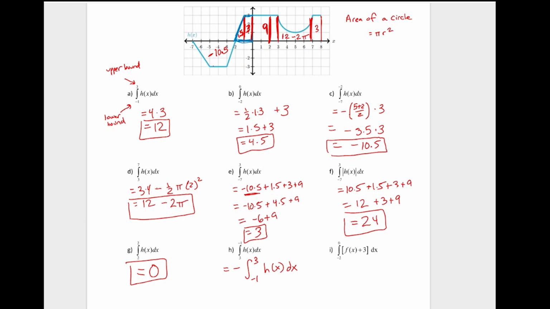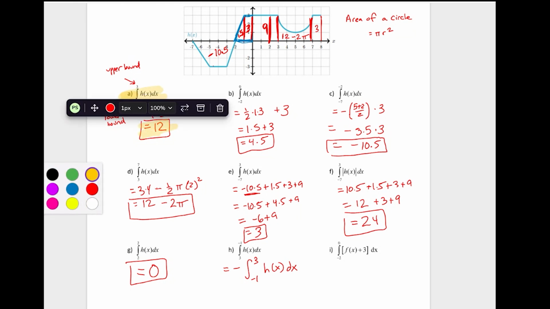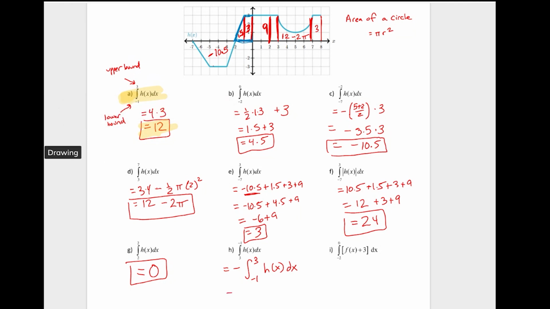Now we've already evaluated the integral from negative 1 to 3. That was the first problem we did. We saw that it was 12. Right, so this is just going to equal negative 12.